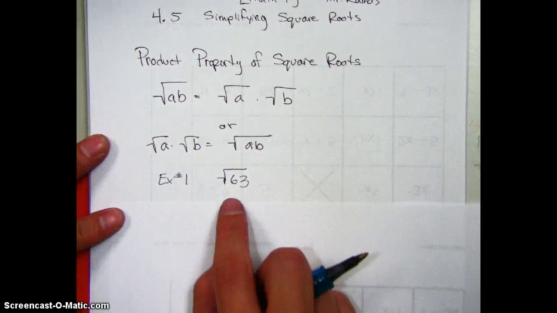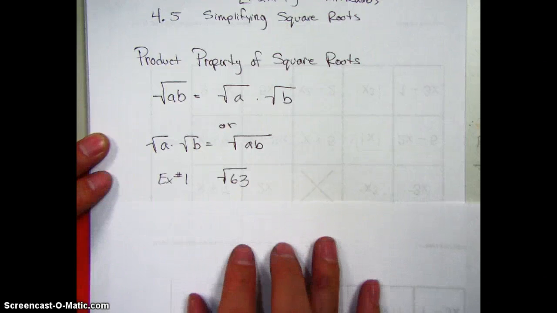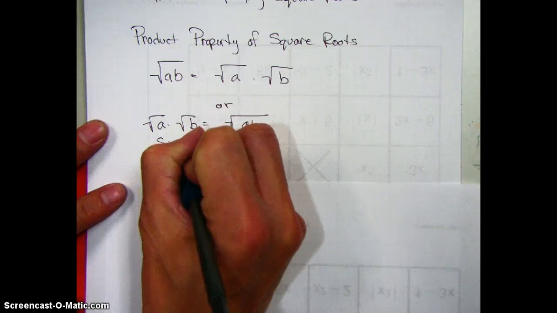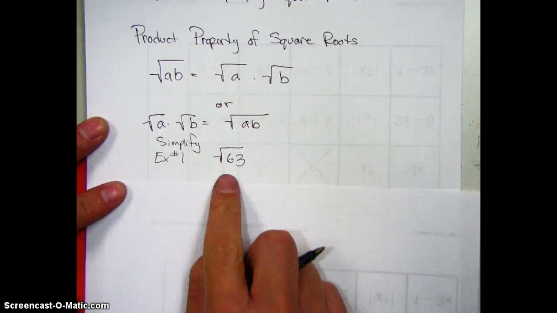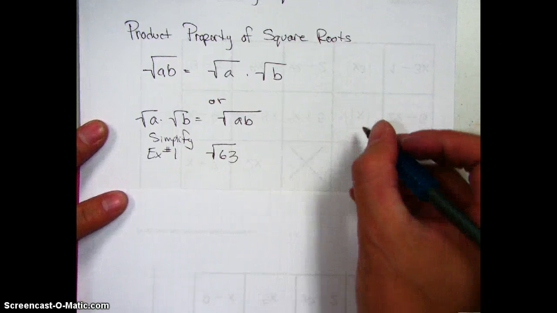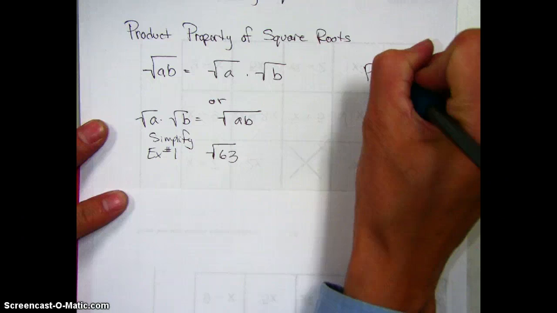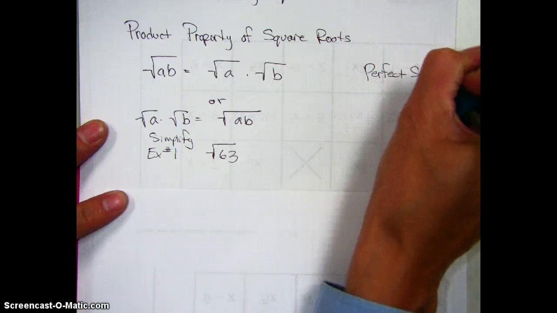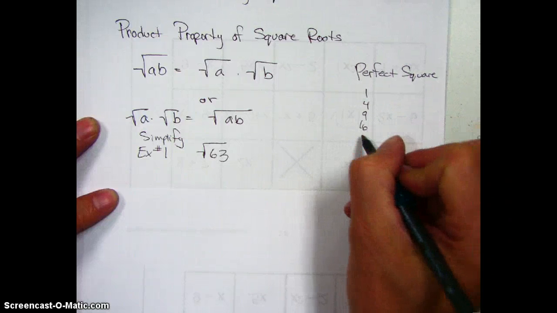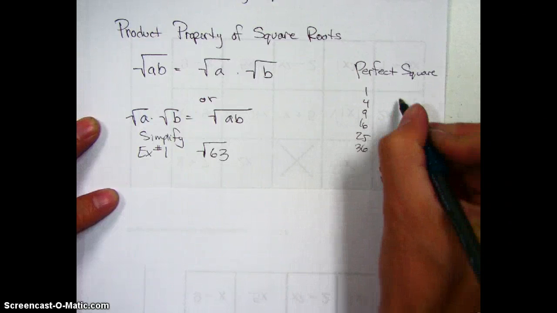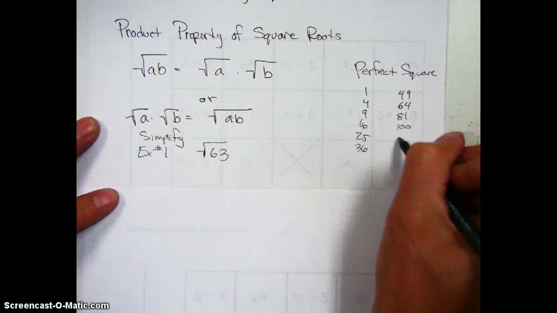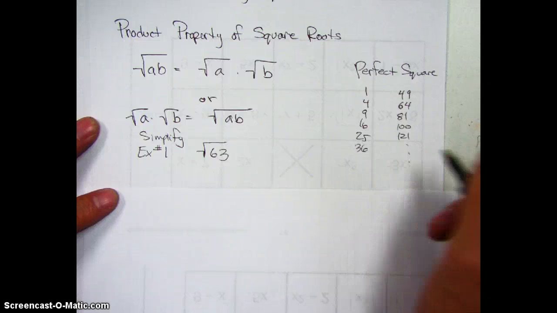Well, if this applies to a problem like this, example number 1, square root of 63, how do I simplify this is the question. Well, 63, I can think of a number of different factors that go into it, but the idea is you want to try to use a perfect square as one of the factors, and your perfect squares are 1, 4, 9, 16, 25, 36, 49, 64, 81, 100, 121, and so on and so forth, right?